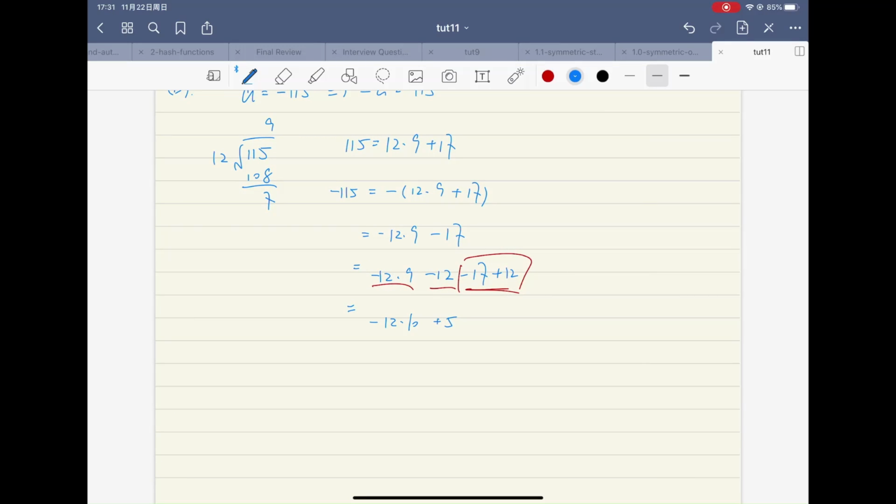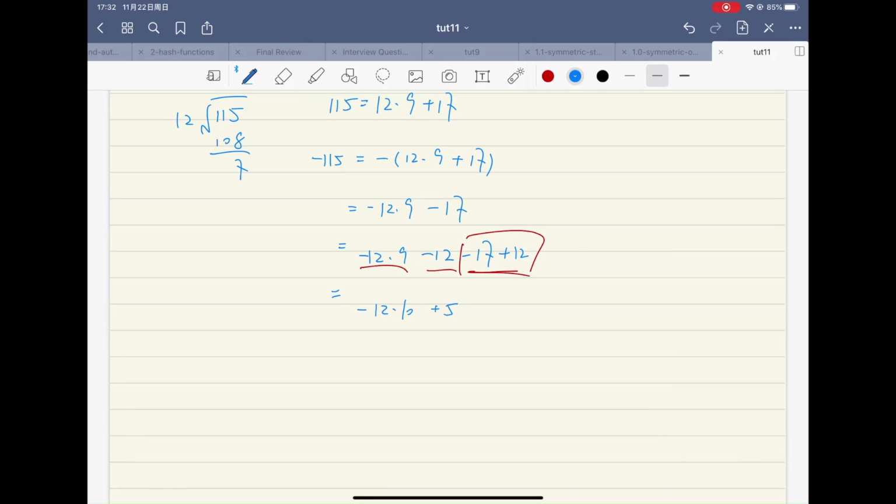The divisor. Sorry. We have the negative 12 times 10. So we know 115 equals negative 10 times 12 plus 5, and the negative 10 is the quotient and R is the remainder. So Q is negative 10 and R equals 5.